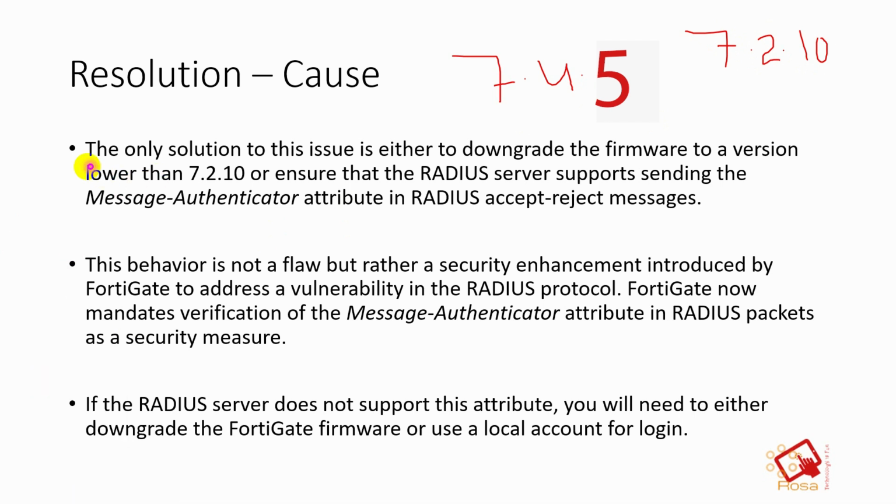So the only solution to this issue is either to downgrade the firmware to a version lower than 7.2.10, or ensure that the Radius server supports sending the message authenticator attribute in Radius accept, reject or request messages. So this is a solution. Either your authenticator or any Radius server that you are using should be able to support the message authenticator attribute. If your Radius server is not supporting this, then the only solution is to downgrade the firewall to 7.2.9 or lower, but 7.2.10 will not work on that.